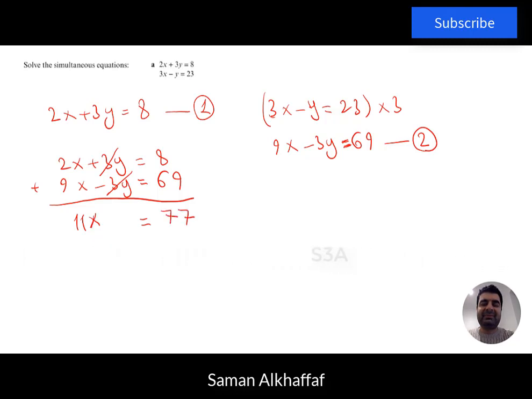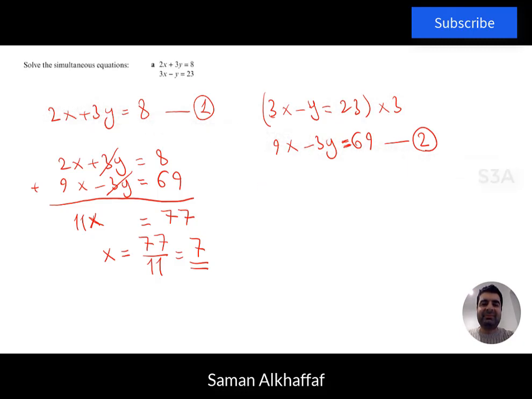So now we have one variable, which is x, which helps us to find the value of x. X in this scenario will be equal 77 divided by 11, and the value would be 7. So this is the value of x. Now we can plug the value of x into either equation 1 or 2, and that would give us the value of y.